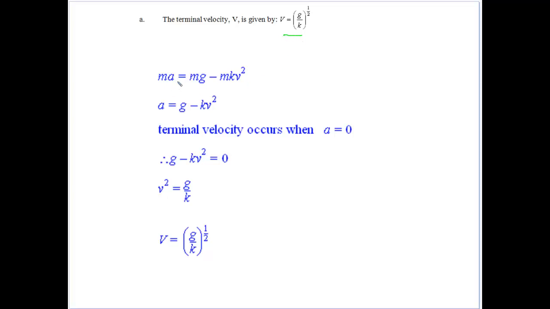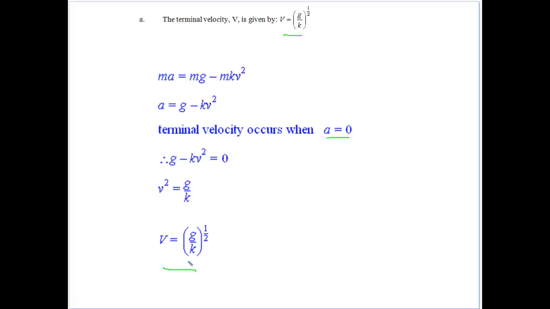We know that mass times acceleration equals mass times gravity minus mass times k times v squared. So acceleration is g minus kv squared. And we know when terminal velocity occurs that a is equal to 0. So we sub that in, manipulate our algebra, and we get V is equal to g on k all to the power of a half, or the square root of that.